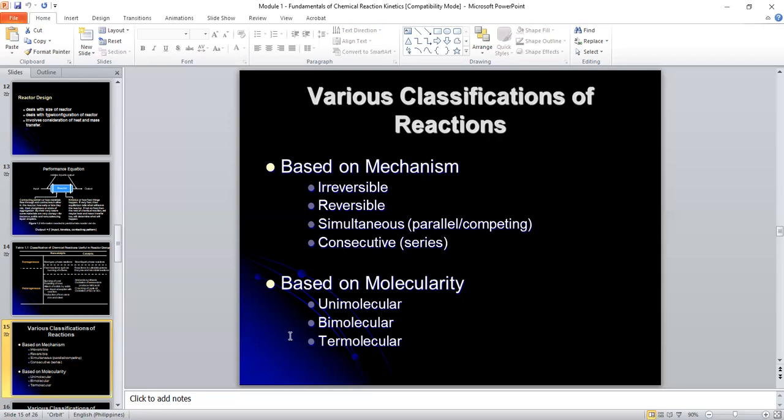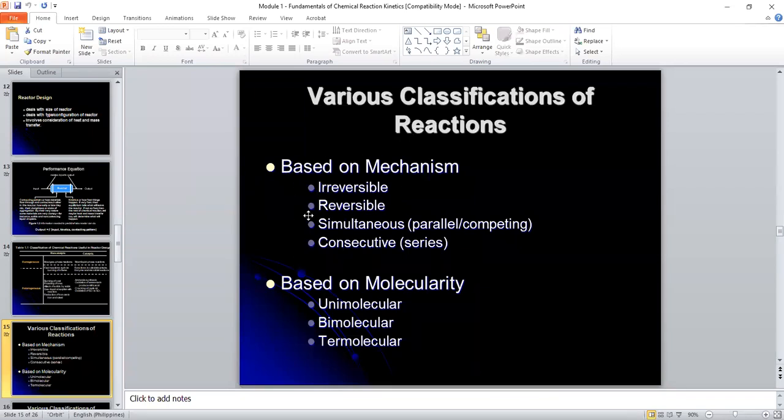The usual idea that we have when we speak of mechanism, like step 1, step 2, step 3, that's consecutive. But there are competing reactions or parallel reactions also. So this is how we classify reactions based on mechanism. The simplest of these four is the irreversible reaction.